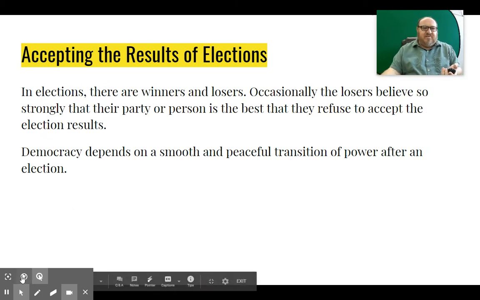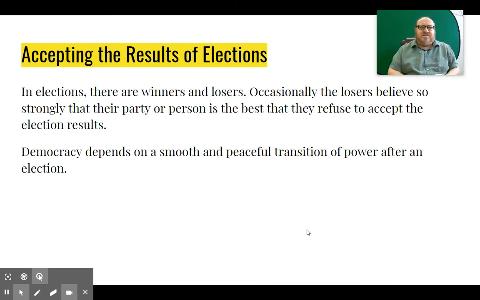Accepting the results of elections. Okay, that's another big part of the election process. There's always going to be winners and losers in every election, and everybody believes strongly that their candidate or their group should win. Unfortunately, it doesn't always happen. But if that person or group refuses to accept the election results, then it's not a free and fair election.